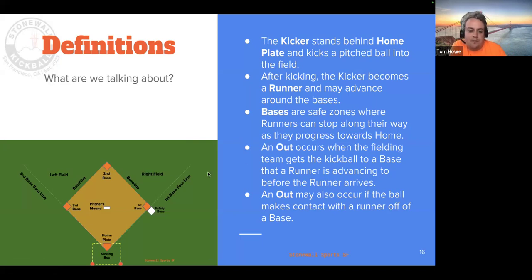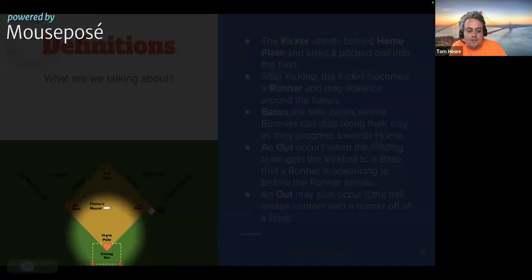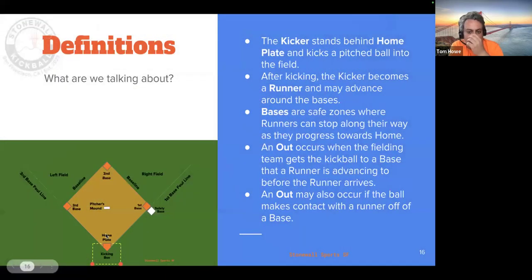So ultimately, the kicking team, your job is to score runs, and you do that by advancing runners all around the bases and returning them to home plate. That's how you score. And these three bases are safe zones. So you can stop at these bases along your way, and rest assured that you won't be out.